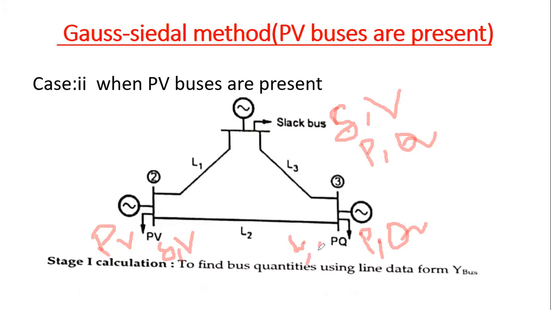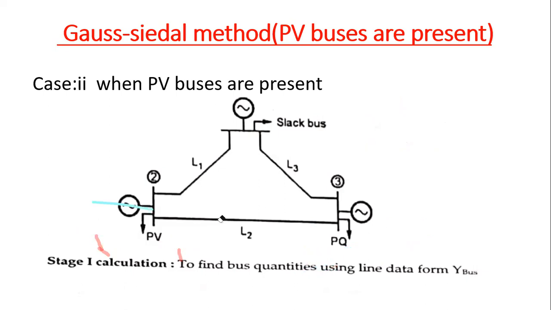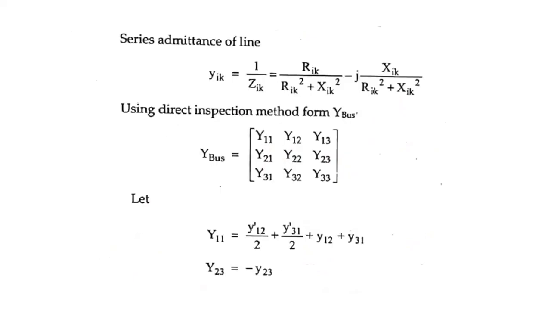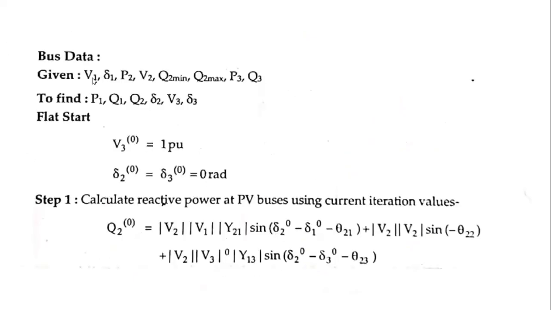The unknown terms are V and delta. These are the known terms and unknown terms in all the three buses. That will be written as the given terms and find-out terms. Therefore, in the slack bus, the known terms are V and delta.